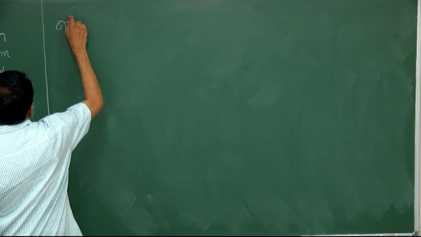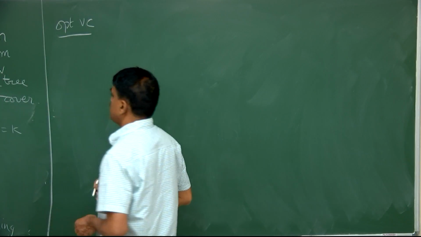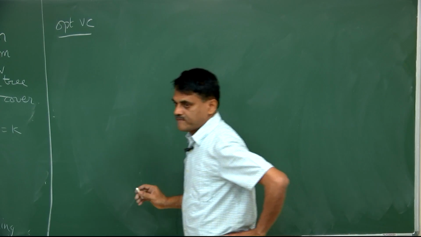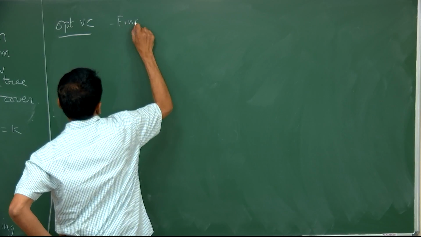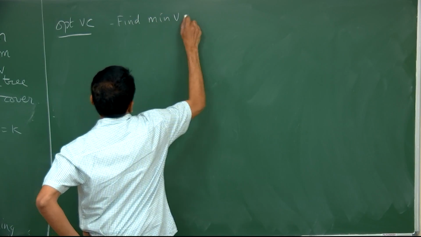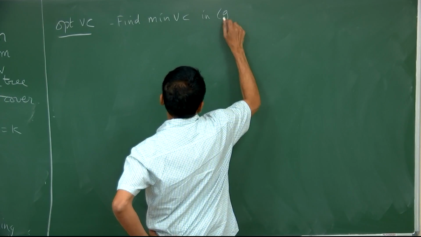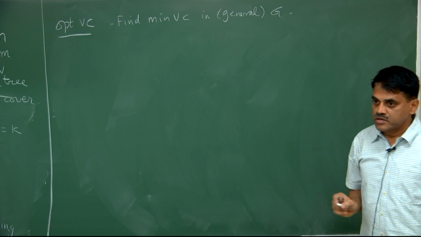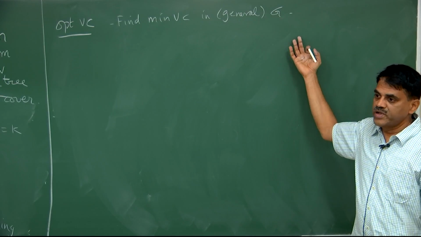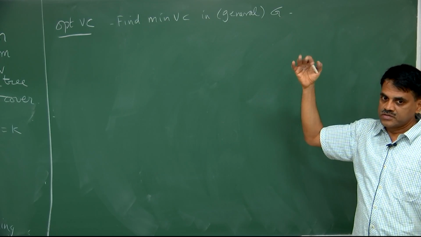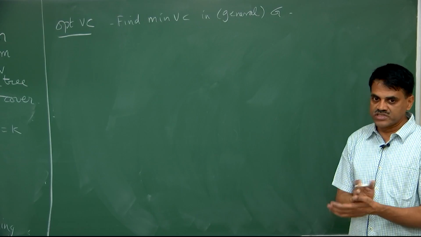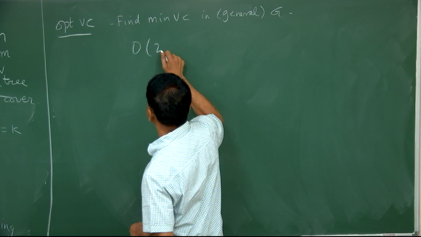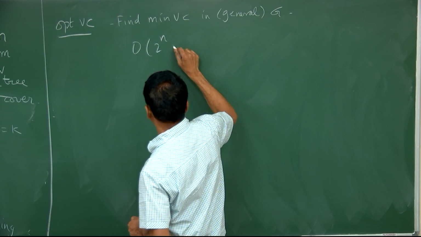Let's look again, while we are at vertex cover. Suppose I want to find the minimum vertex cover in a general graph. This is the optimization problem. No structure, nothing. A brute force algorithm would be to try all subsets of the input and pick the one which is a minimum vertex cover, and whose running time would be 2 power n, times m or something.